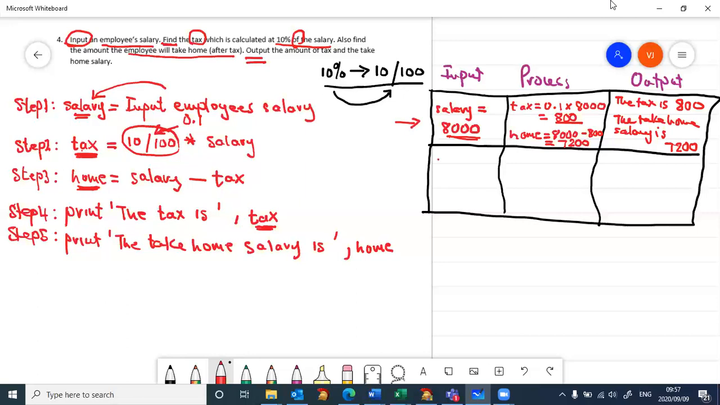You could then try this out where you can take another salary, and maybe that salary could be 12,000. And then you can do the calculation for your tax. You can do your calculation for home, and you can then get the respective output for an input value of 12,000. So you will see that each time you do the IPO, you can take different input values, and your process and your output will be based on the input value that you have used.